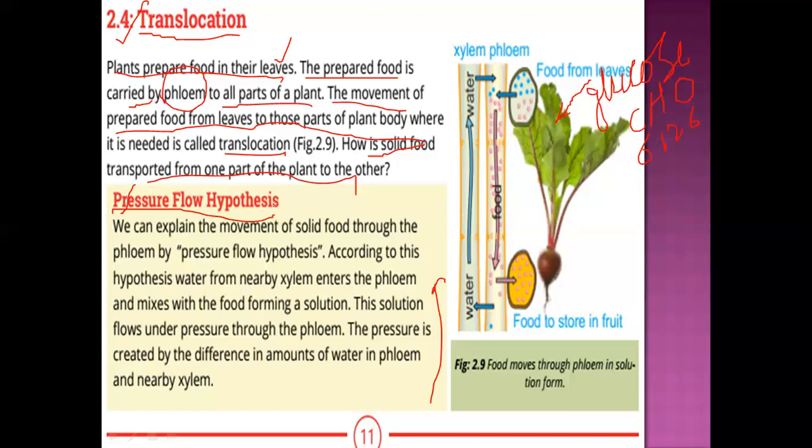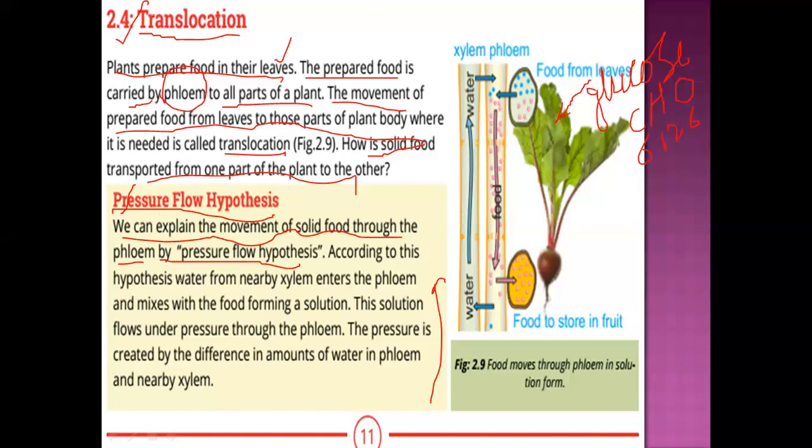Hypothesis means a concept, a mechanism which is developed by scientists. Pressure flow means that the food moves, or has a flow, according to the pressure built up in the phloem vessel. What type of pressure we will see here? We can explain the movement of solid food through the phloem by the pressure flow hypothesis.